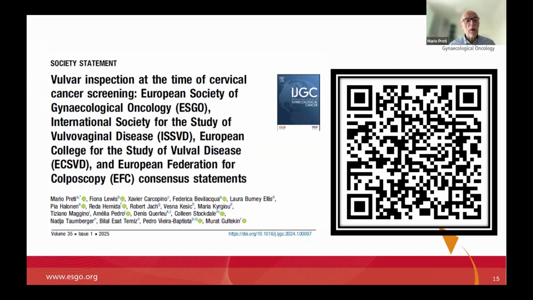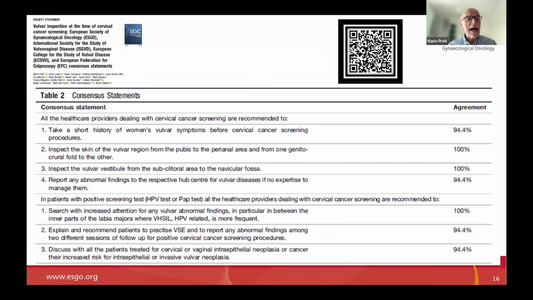and we worked with 4 different societies: the European Society of Gynecological Oncology, the International Society for the Study of Vulvovaginal Disease, the European College for the Study of Vulvar Disease, and the European Federation of Colposcopy, stressing in the consensus statement that all healthcare providers dealing with cervical cancer screening are recommended to take history of vulvar symptoms, to inspect the skin of the vulvar region, to inspect the vulvar vestibule, and to report any abnormal finding.